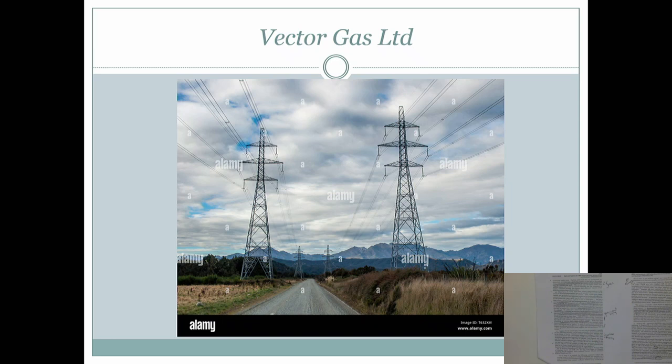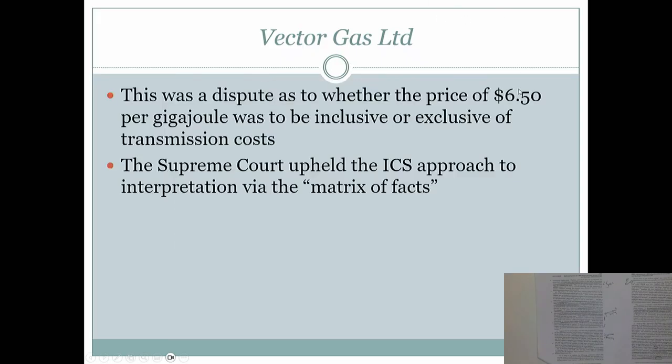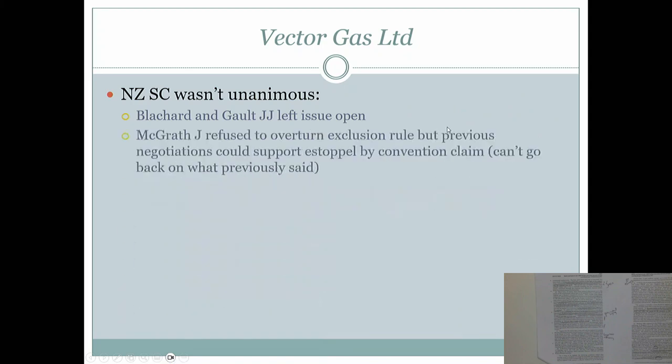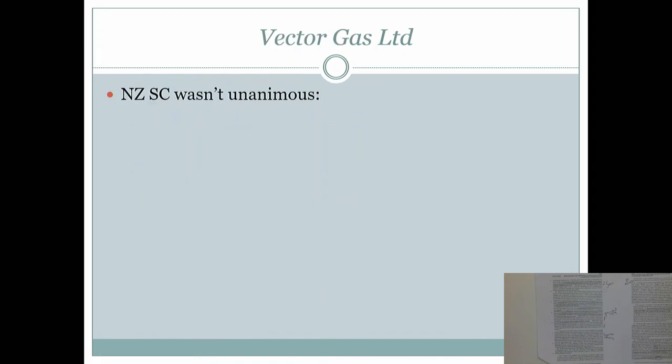It's been superseded. It's one of those cases where you've got to make a matrix and put all the judges' names up the top and then all the issues down the side, and then work out which judge decided which way on which issue. It's all over the place. It brings in estoppel by convention and all sorts of stuff. It's optional, so you can knock yourself out. Take away that the New Zealand Supreme Court wasn't unanimous.